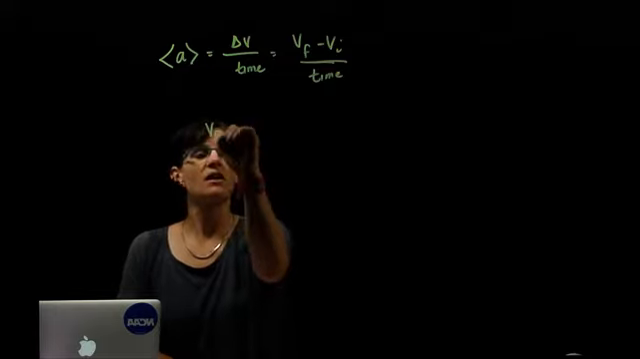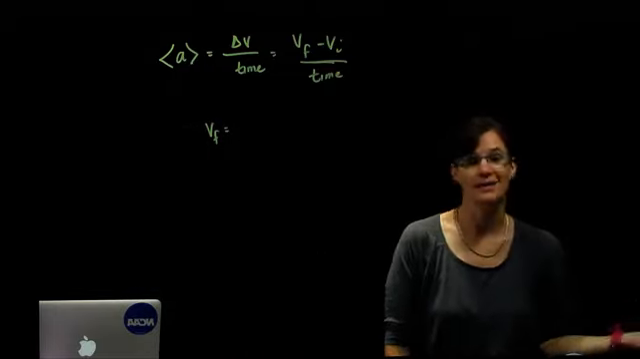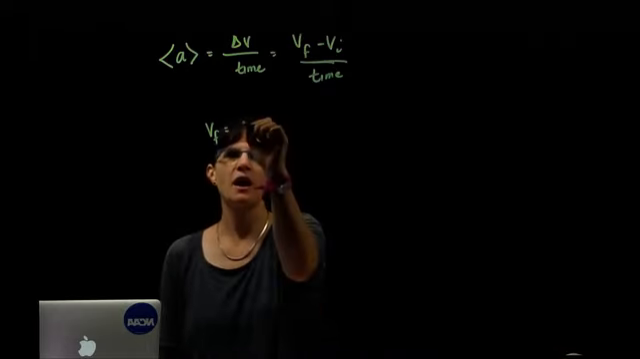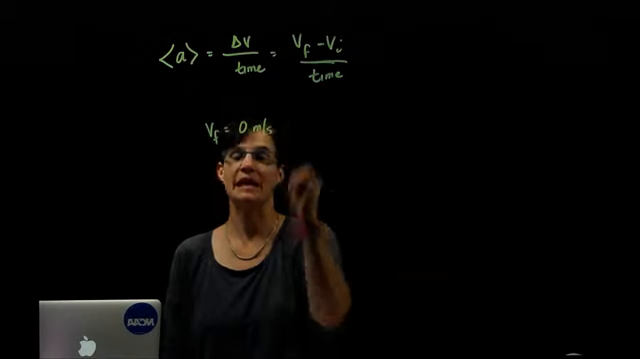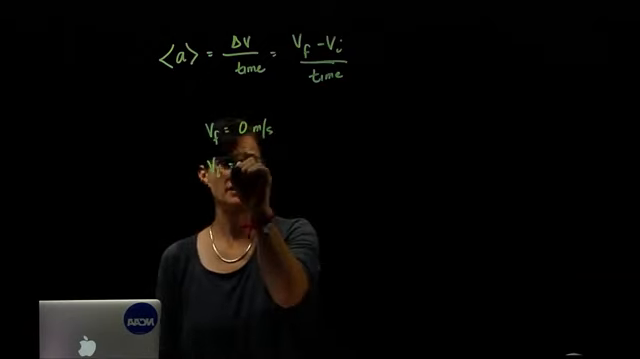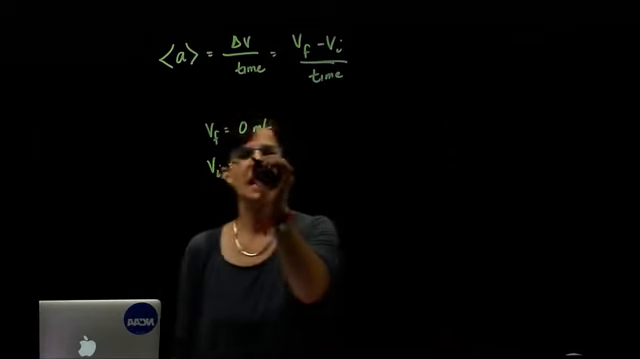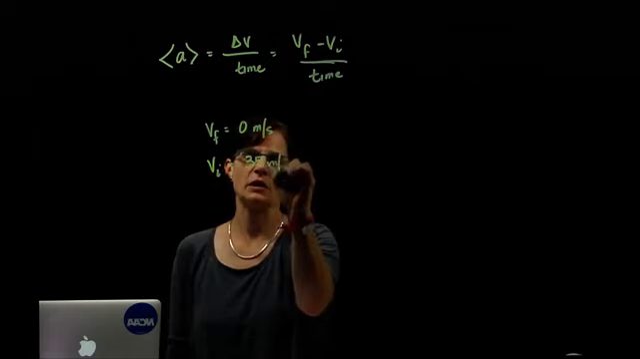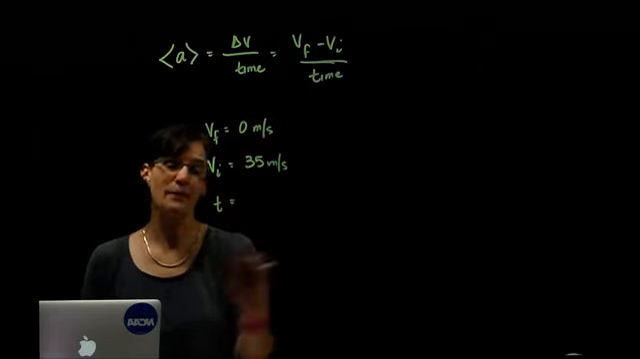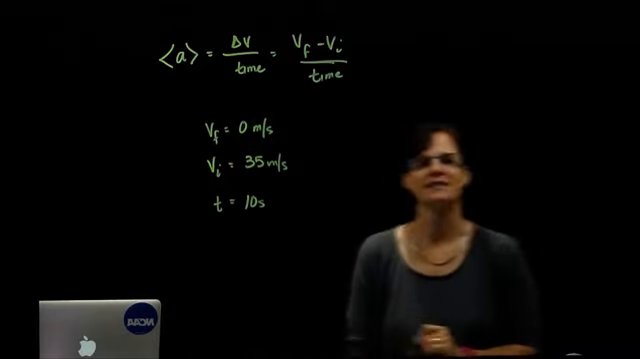So what is our final velocity? Well, the problem says that it comes to a stop. So the stop becomes part of the motion we care about. Our final velocity, it gets to 0 meters per second. What about our initial velocity? Well, it says it's traveling at 35 meters per second. And it tells us that this change in velocity happens over a time of 10 seconds.